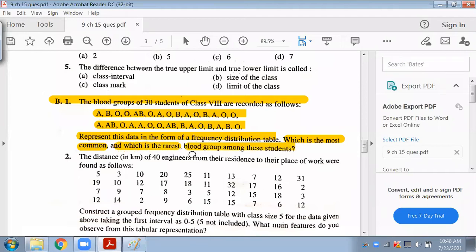So first of all, we are going to make a frequency distribution table, and then we're going to tell the answer, that is, which one is the most common and which one is the rarest blood group among the students. Now that one we can find after making the table only. Okay, let's now make the table.